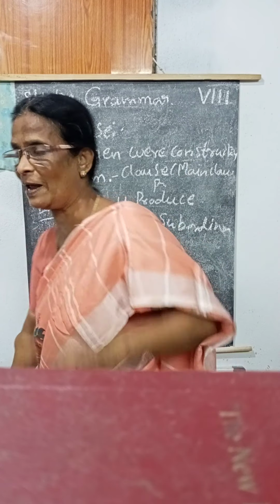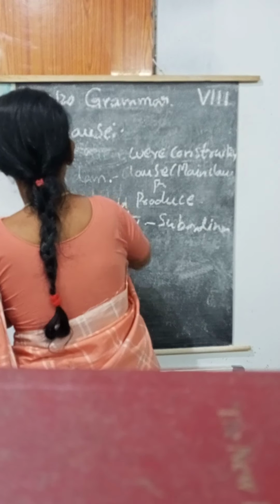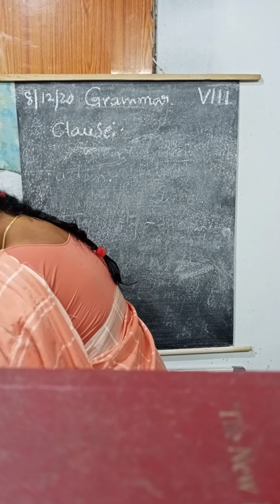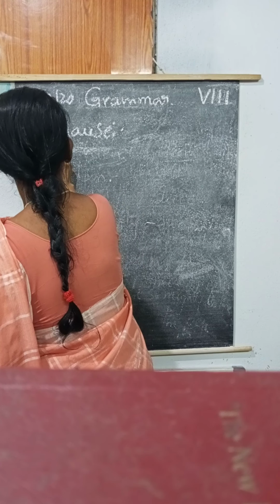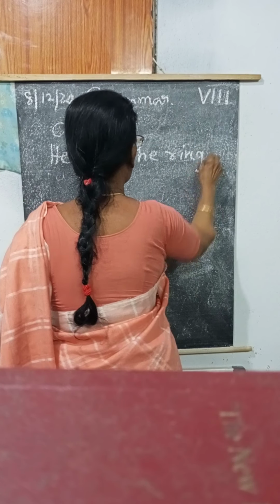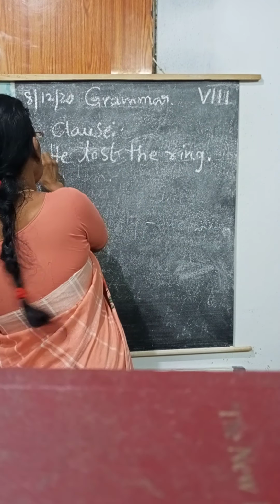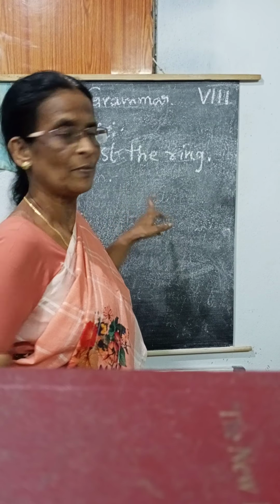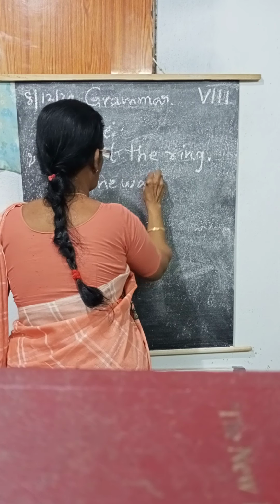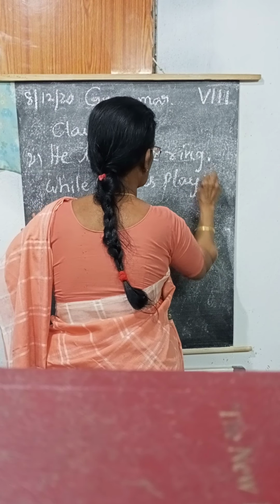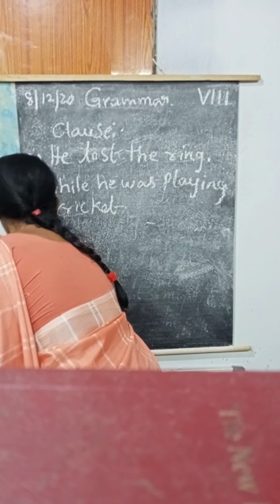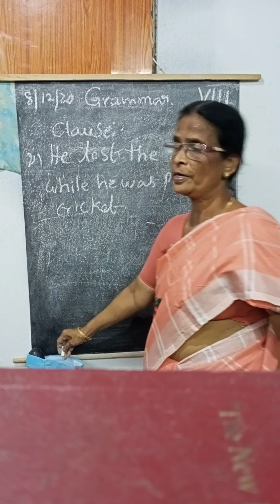Now the next example I will tell. He lost the ring. That is the main clause. While he was playing cricket. So here, the first one is the main clause.